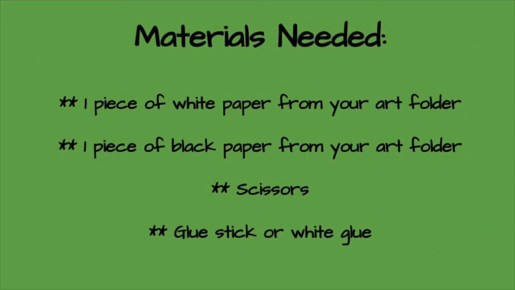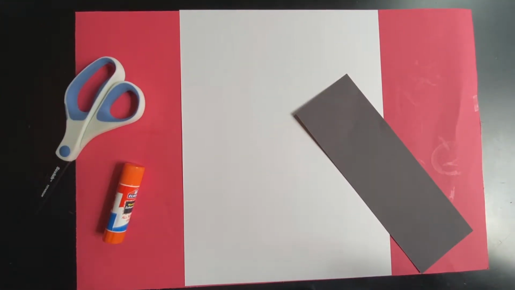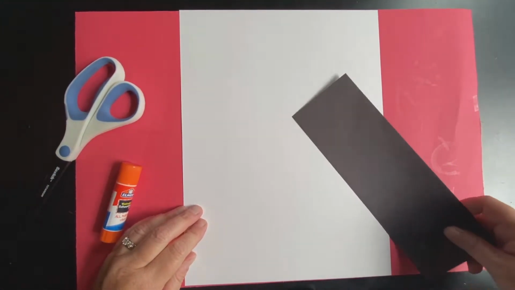In order to create our Notan, we're going to need a few materials. Inside your art folders, I included some white paper from the art room and a piece of black paper. I want you to use one sheet of white paper and some of the black paper for this project. You're also going to need scissors and a glue stick or white Elmer's glue. Whatever you have will work great. All right, once you have your materials, it's time to get started.